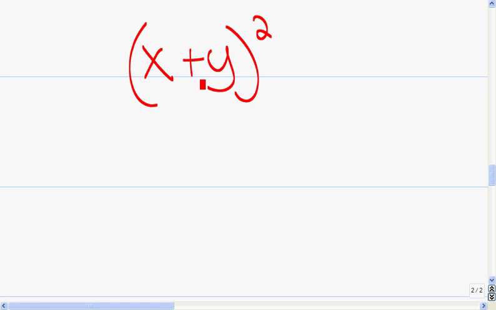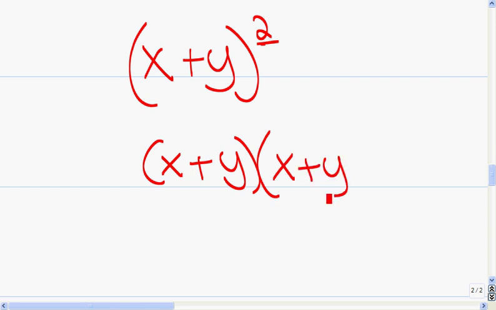What does this mean? This means that I'm going to multiply x plus y times itself 2 times, because the base is x plus y and the exponent is 2. This 2 exponent is for this whole expression because it's on the outside of the parentheses. So the way that I would write this out is x plus y times x plus y, because the exponent is 2, and that 2 tells me how many times I'm going to multiply x plus y times itself.